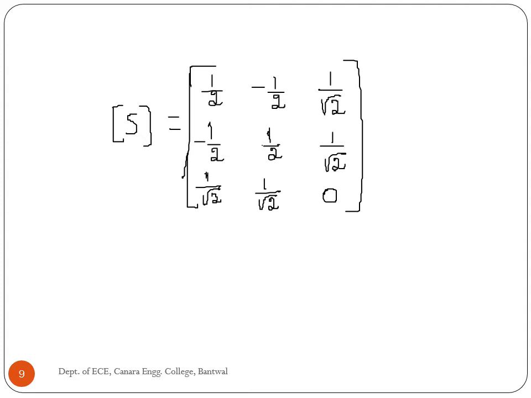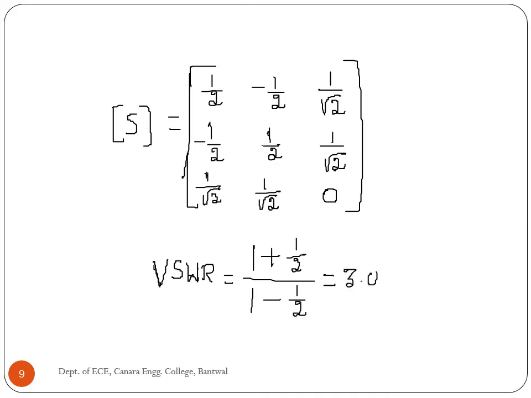Because of mismatch at any two ports, the VSWR at the mismatch port of either E or H plane T junction is very high. Voltage standing wave ratio is equal to 1 plus magnitude of the reflection coefficient over 1 minus magnitude of the reflection coefficient, which is 3.